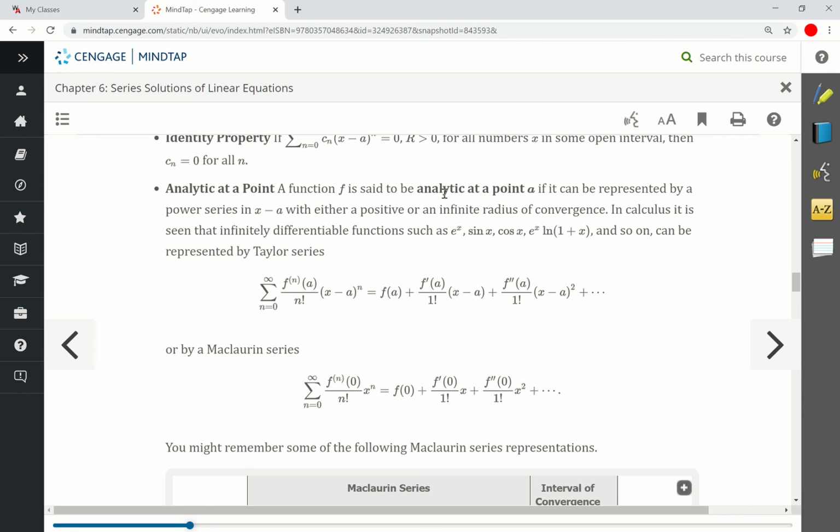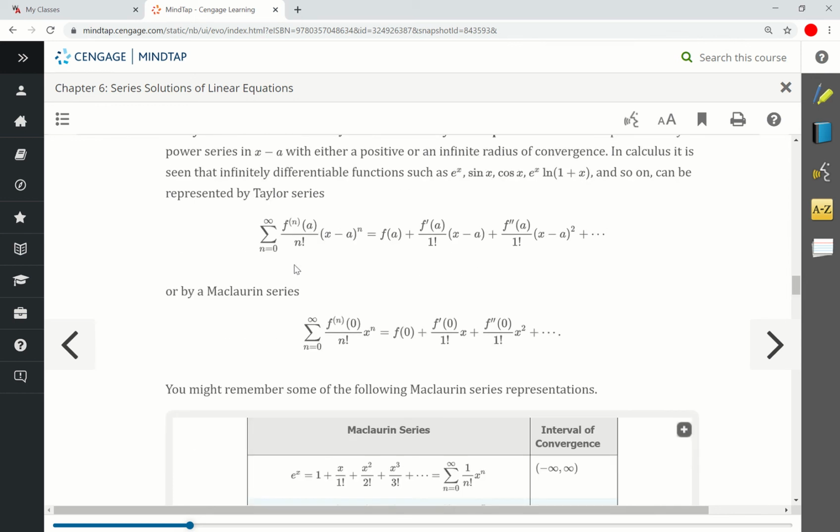In other words, it's not just enough. R cannot be 0 in this case, meaning that the power series cannot converge at just the center a. We need it to converge in some open interval containing a, which means that the radius of convergence has to either be a positive real number or it could even perhaps converge for all real numbers. In calculus, it is seen that infinitely differentiable functions, ones like e to the x, sine x, cosine x, ln of 1 plus x, etc., can be represented by Taylor series.